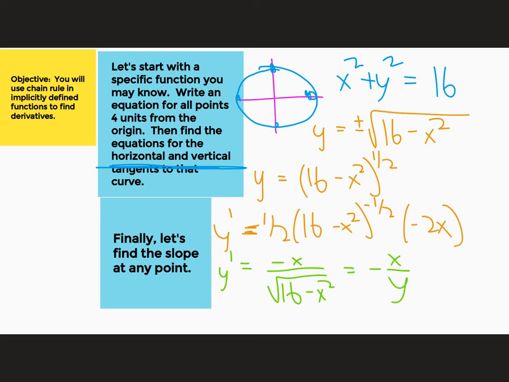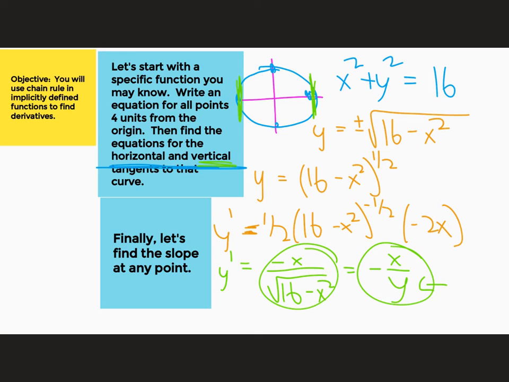So to find the horizontal tangents, what makes this 0? That's going to be when x is 0. So that's y equals 4 and y equals negative 4. Sorry, my brain turned off. Vertical tangent, it's going to be what makes the denominator here 0. And so that's at y equals 0, which is at x equals negative 4 and positive 4. So those are your vertical and horizontal tangents.